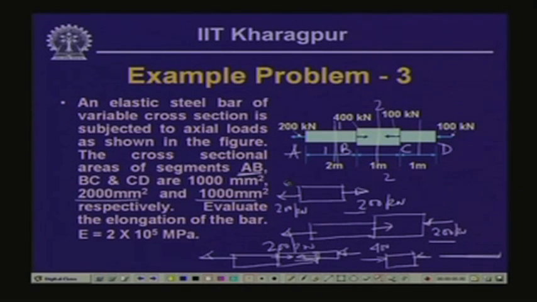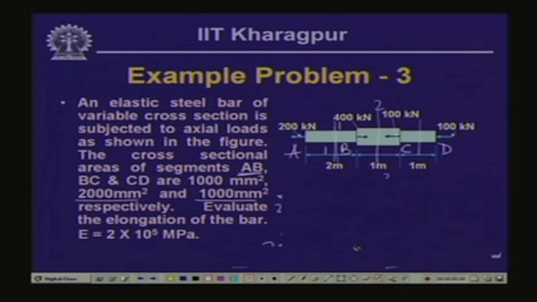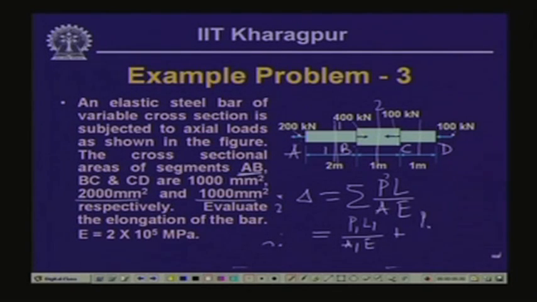Now, if we calculate the deformation for the 3 segments, we can find the total delta as the summation of P L by A E, as in each of these 3 segments the cross sectional area remains the same over the stretch. So, we can write this for the segments as P 1 L 1 by A 1 E plus P 2 L 2 by A 2 E plus P 3 L 3 by A 3 E for the 3 segments.